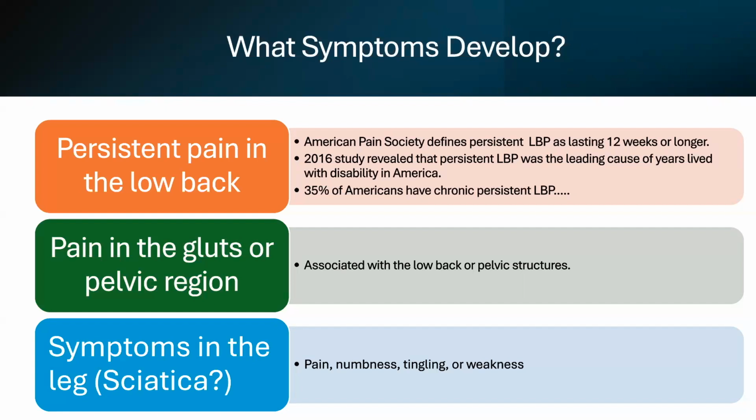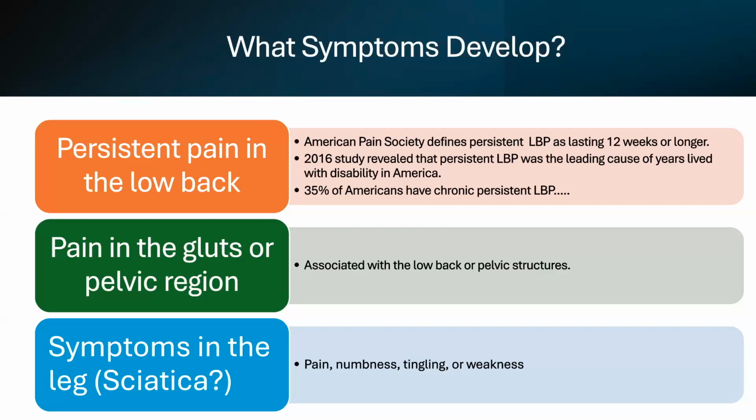So a 2016 study revealed that persistent low back pain was the leading cause of years lived with disability in America. So unable to do the things that you want to do. Probably not like major disability, like being in a wheelchair or something like that, but not able to do your sport or not able to maybe clean your house or something like that.